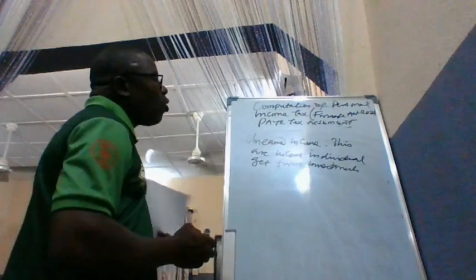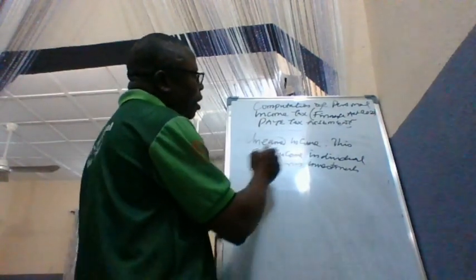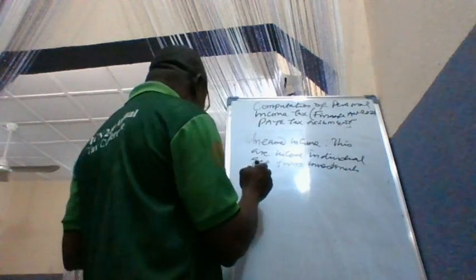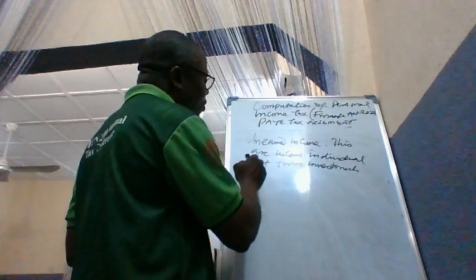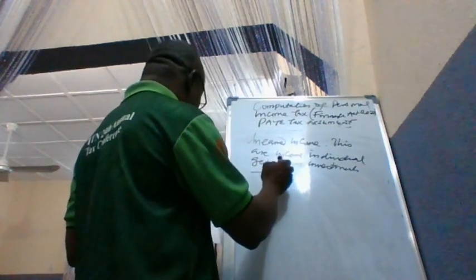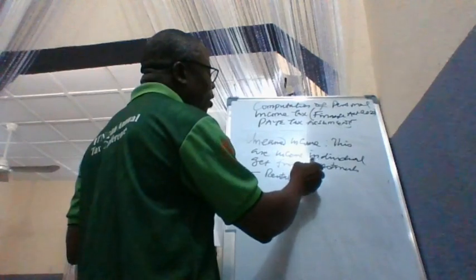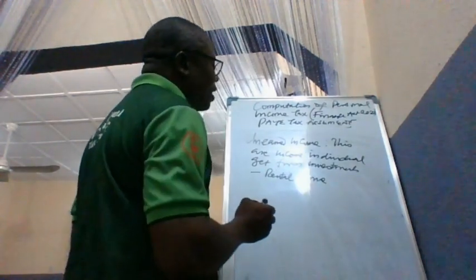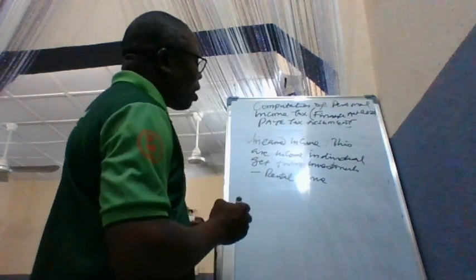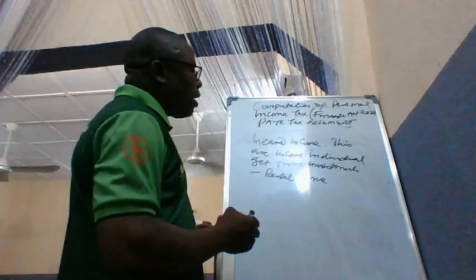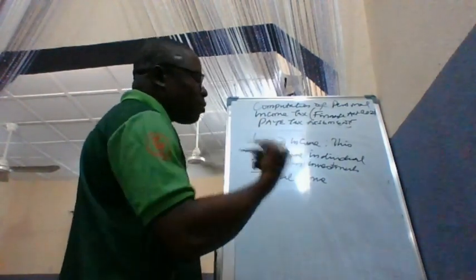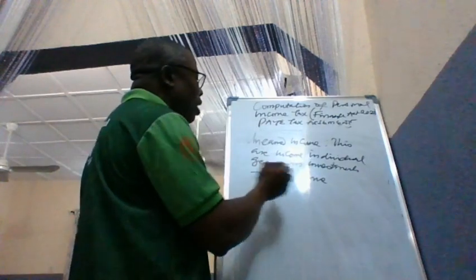So examples of unearned income include the following. One, rental income. Sometimes this person has invested money to build a house and then give it out on rent. So the money that comes from there is unearned income.